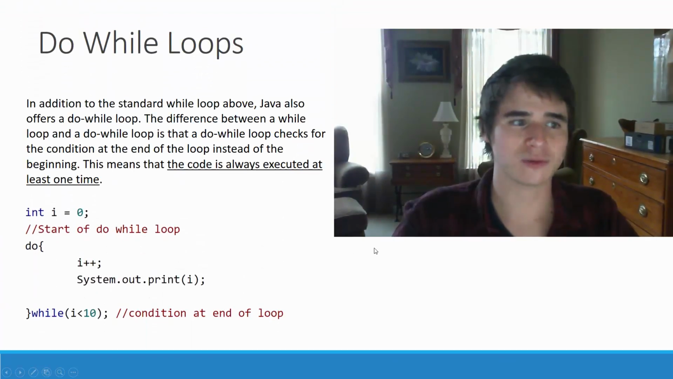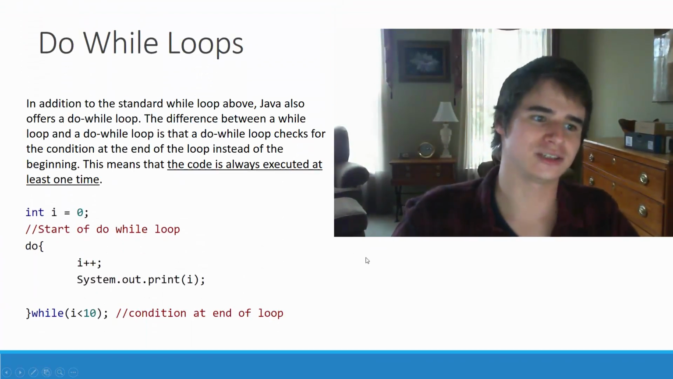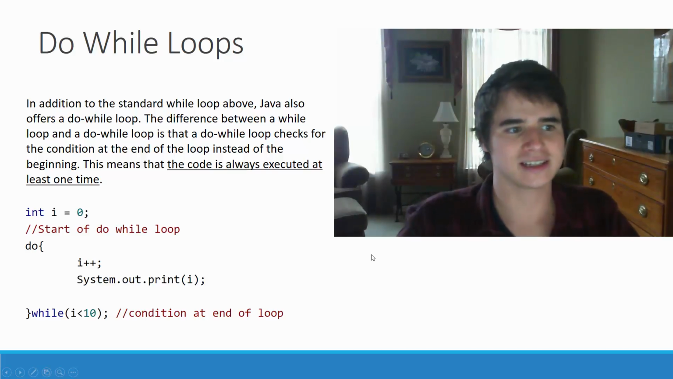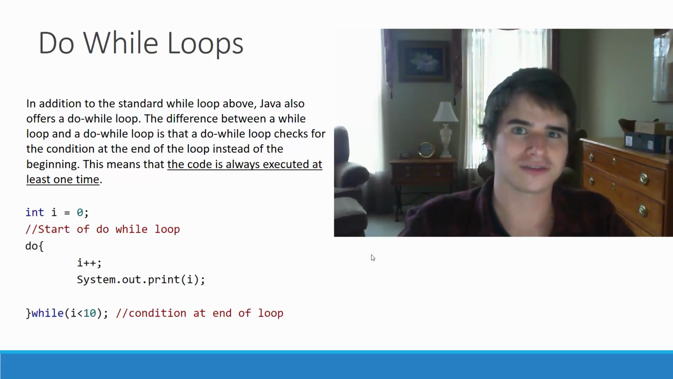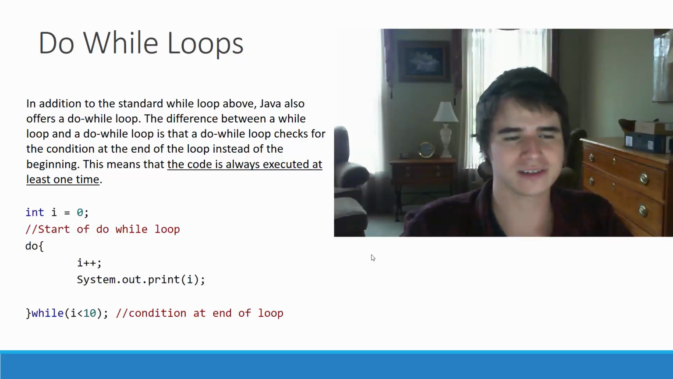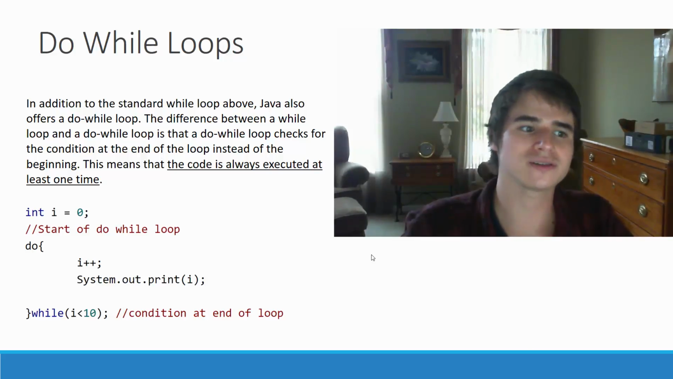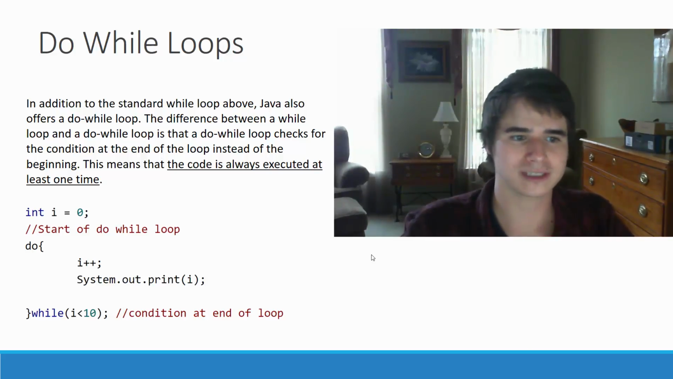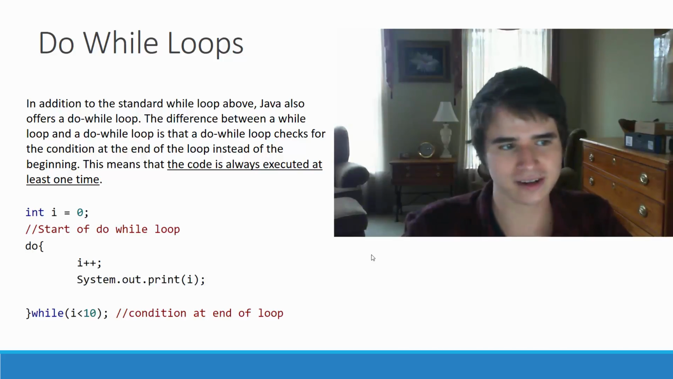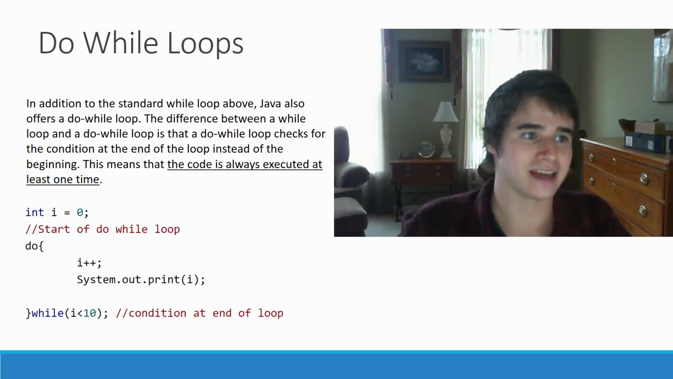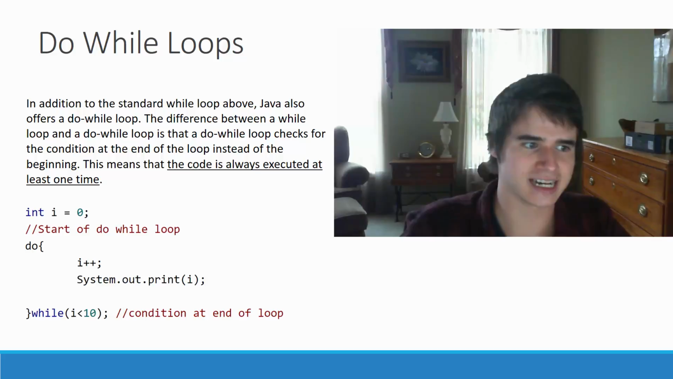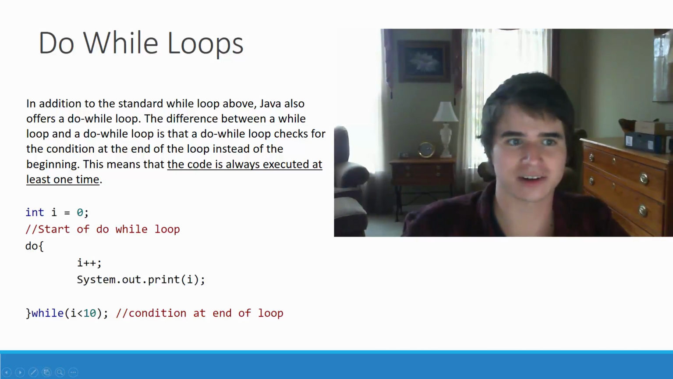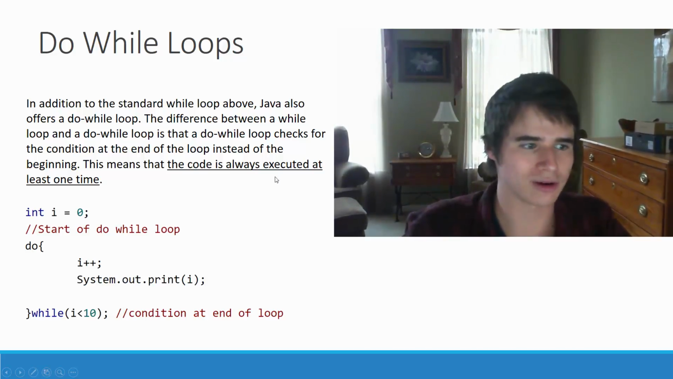The other type of while loop that we'll talk about is a do-while loop. So in addition to the standard while loop, Java offers a do-while loop. The difference between a while loop and a do-while loop is that a while loop checks for the condition at the beginning of the loop, and a do-while loop checks for the condition at the end, which means that regardless of whether the condition is met or not, the code will be executed at least one time.